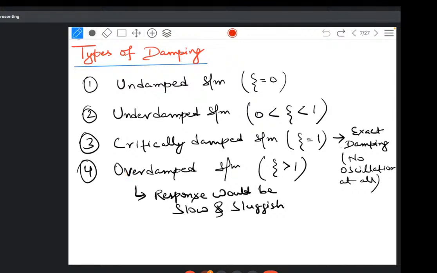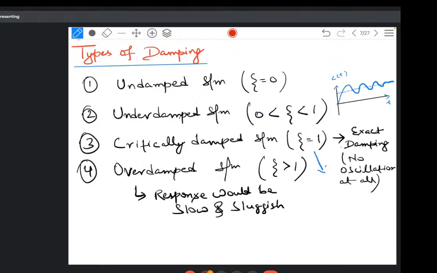So underdamped means a system will oscillate. Assume that this is the steady state of the system, and this will oscillate and continue to dissipate energy, and finally it will settle to the steady state.